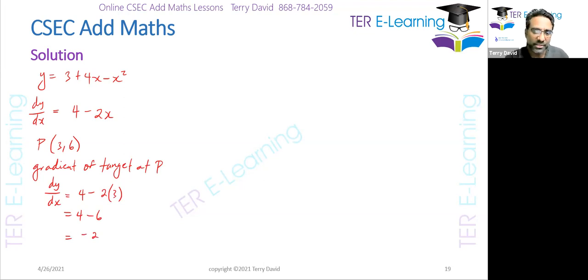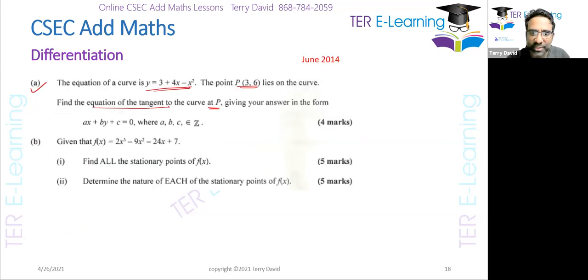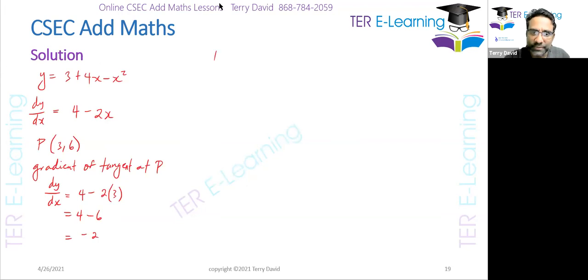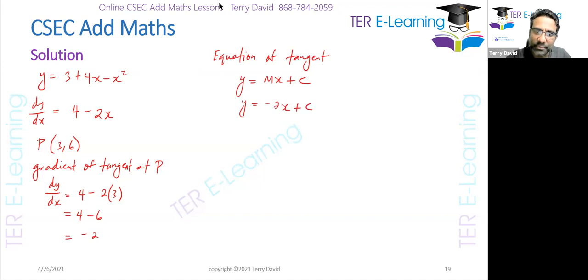So I know the gradient of the tangent, right? And now I want to find the equation of the tangent. So the equation of my tangent is going to be y equal to mx plus c, right? That's the general form of a straight line. And we know what the gradient of this tangent is supposed to be. It's supposed to be minus 2. So therefore, y is equal to minus 2x plus c. In order to figure out what c is, we need to find this constant. We're going to use the point P in order to do that.